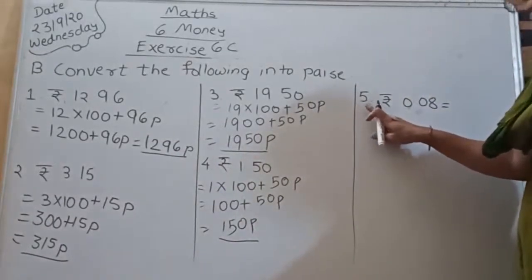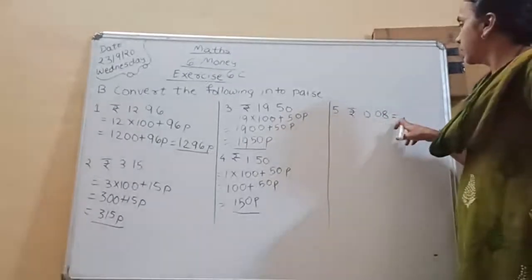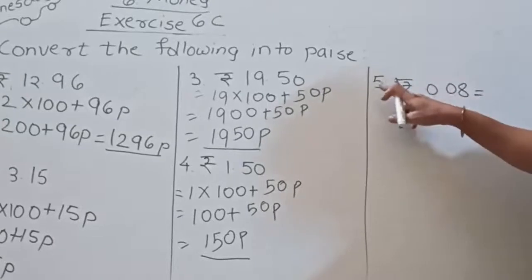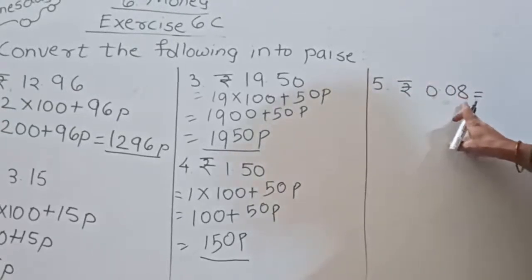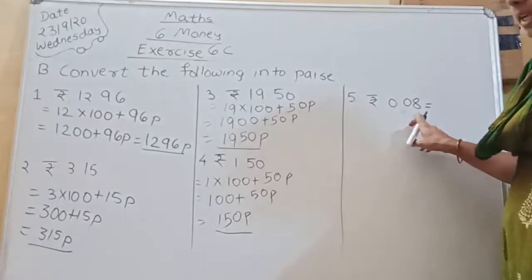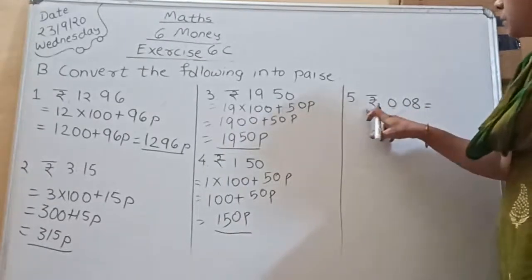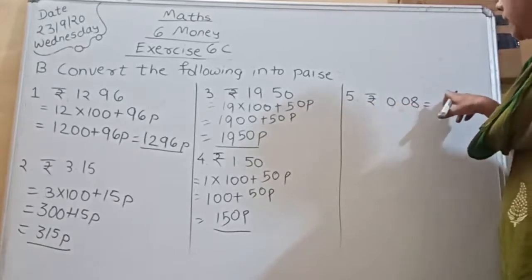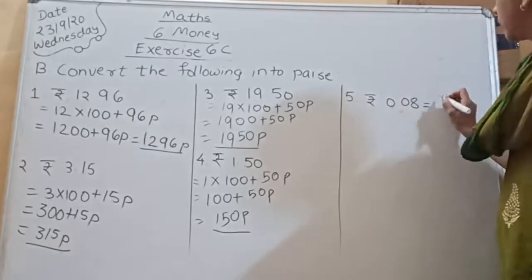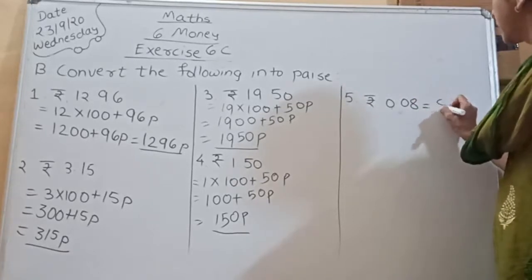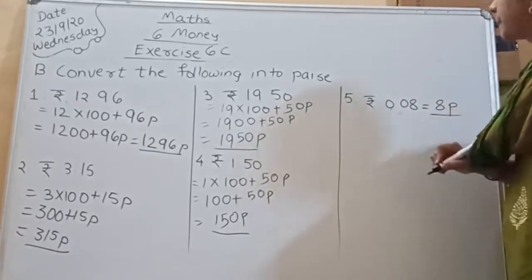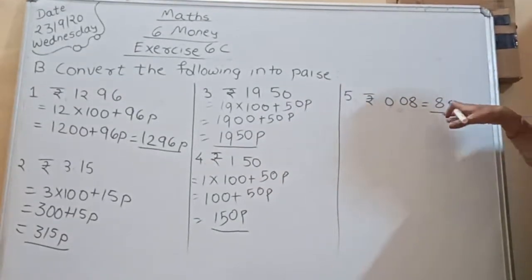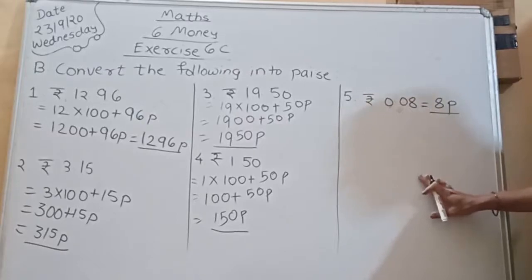Then fifth example, rupees 0.08. Now here rupees is not given. So already paise are given. How many paise are there? 8 paise. So rupees is not given here, only 8 paise is given. So what is our answer? You just write down 8 paise, because rupees is not given, so we can write directly the answer. So in this way, write in your notebook.